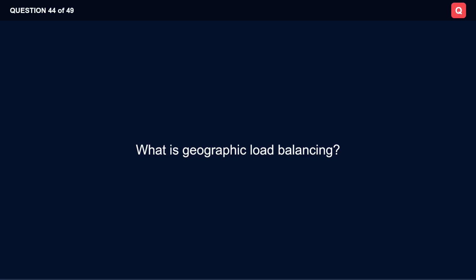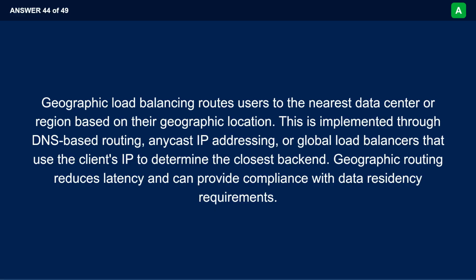What is geographic load balancing? Geographic load balancing routes users to the nearest data center or region based on their geographic location. This is implemented through DNS-based routing, unicast IP addressing, or global load balancers that use the client's IP to determine the closest backend. Geographic routing reduces latency and can provide compliance with data residency requirements.